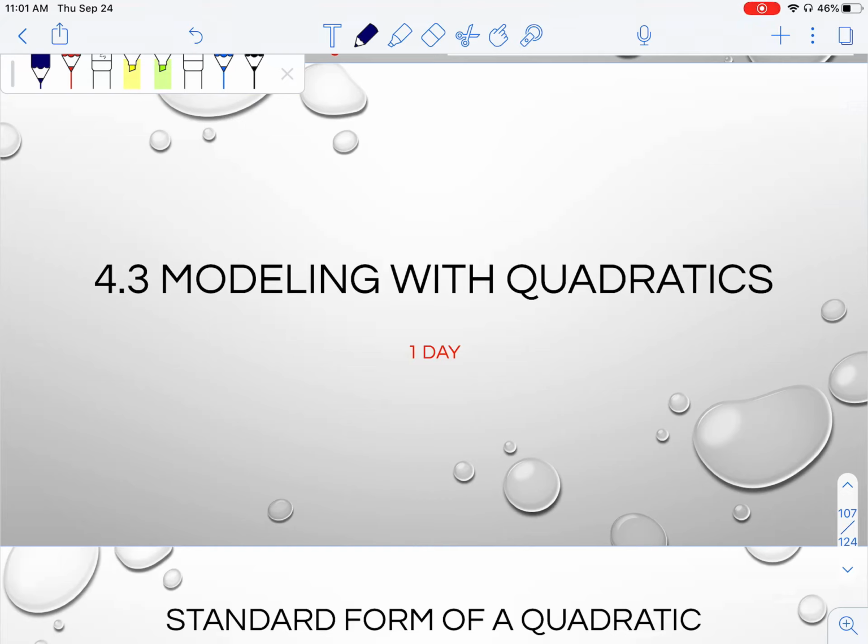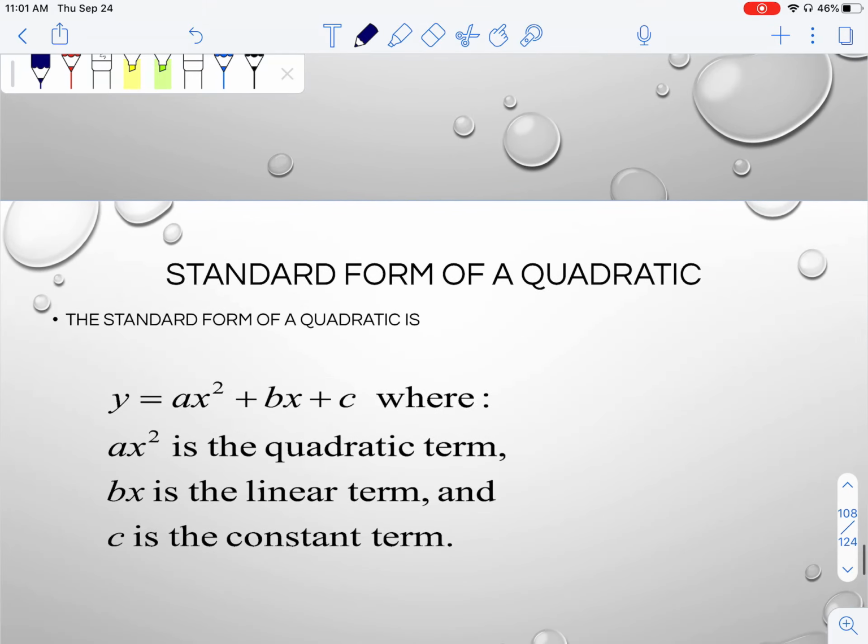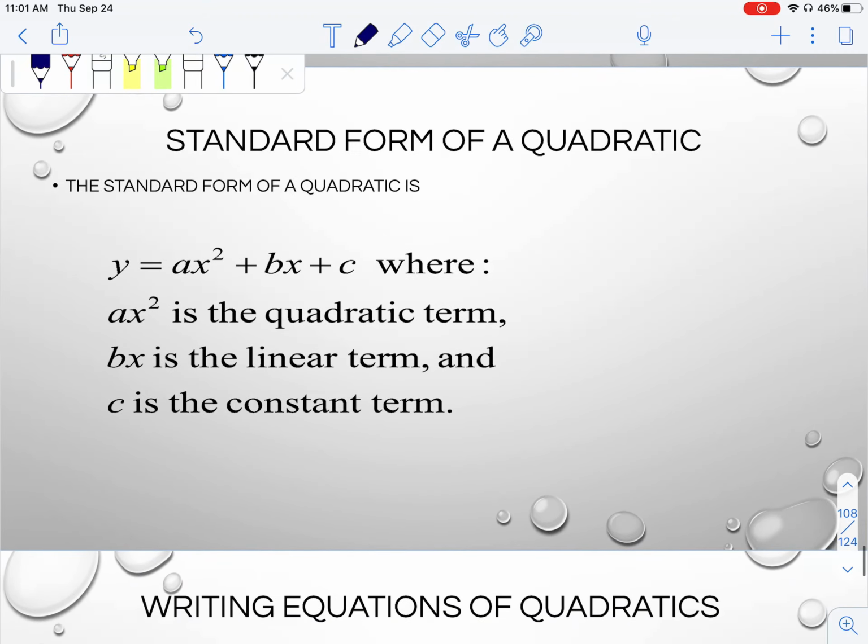Here we're going to do lesson 4.3, modeling with quadratic equations. Just a quick review of the standard form of a quadratic. Our ax squared is our quadratic term. Our bx is our linear term. And lastly, c is our constant term, which also doubles as our y-intercept.